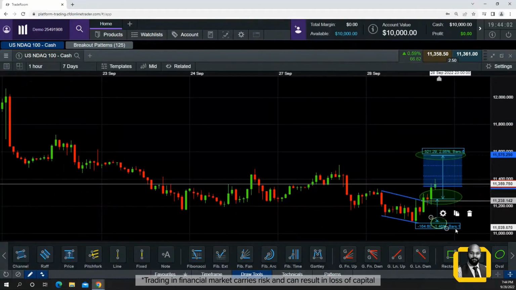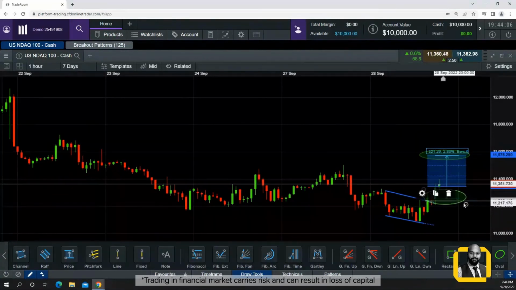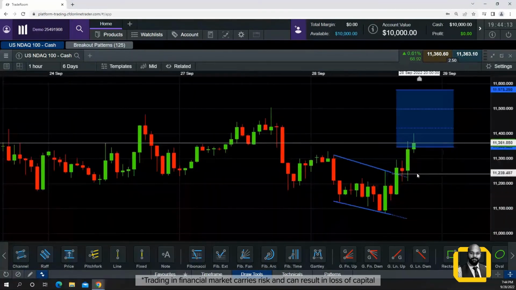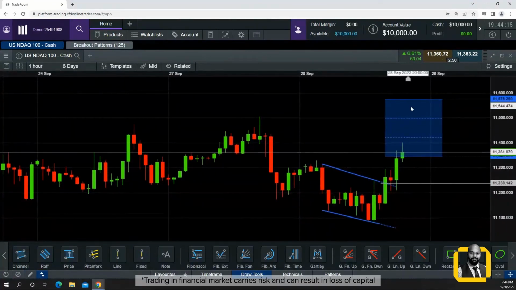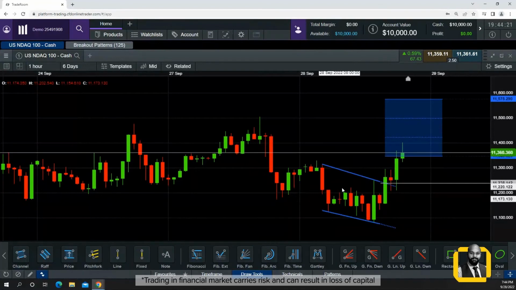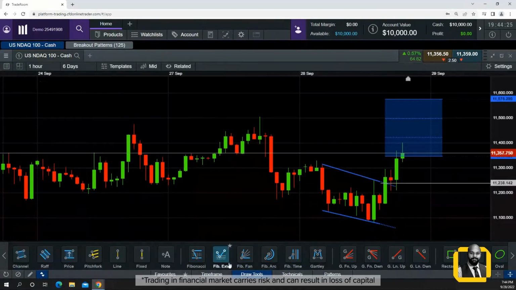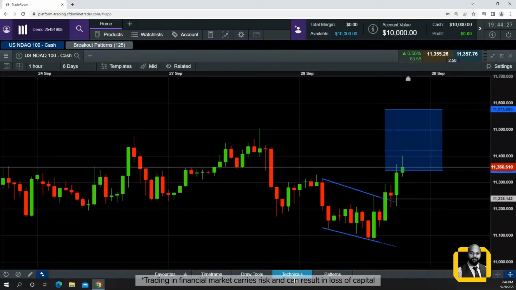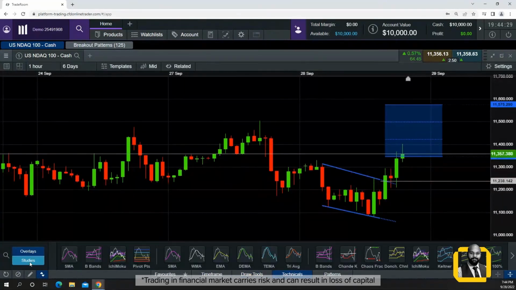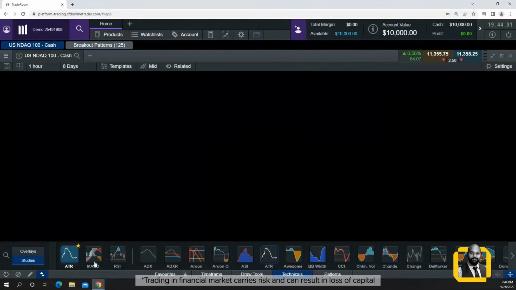Now let's assume we do not have these indicators giving you take profit or stop losses. In this case, this particular pattern has given you an indication as to where Nasdaq can go. But let's assume you did not have this particular indication. You only have your pattern which you have identified yourself, and now you're entering into the market. This way you go to your ATR, you go to technicals, you go to studies, you click on ATR.